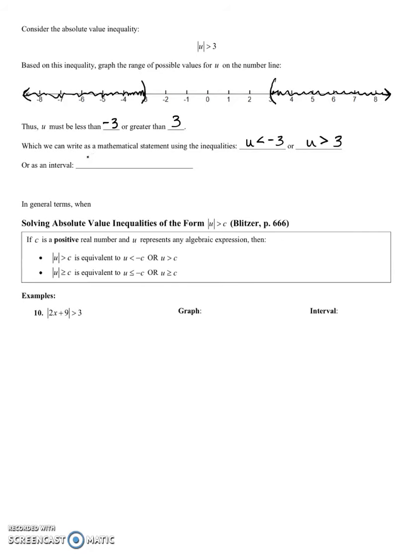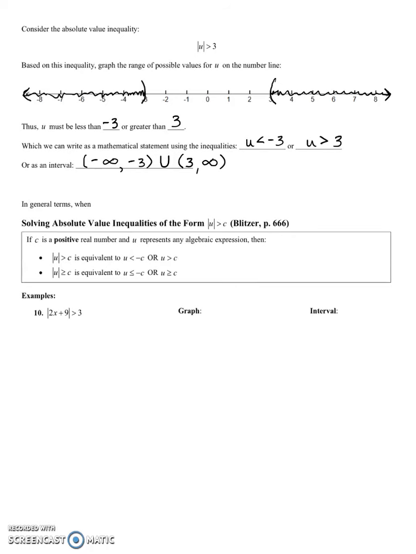As an interval, we would write -infinity to -3. That covers the left-hand shaded part. The or we write as a capital U. And then we put the right-hand part, which is 3 to +infinity. The U stands for union, and that just means it's this or this.